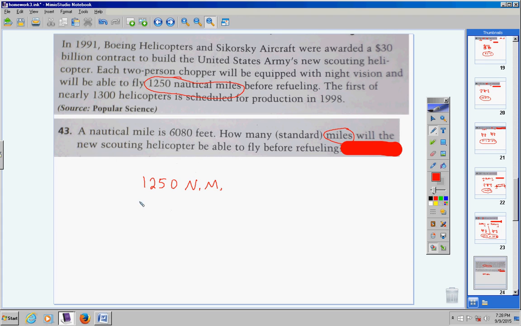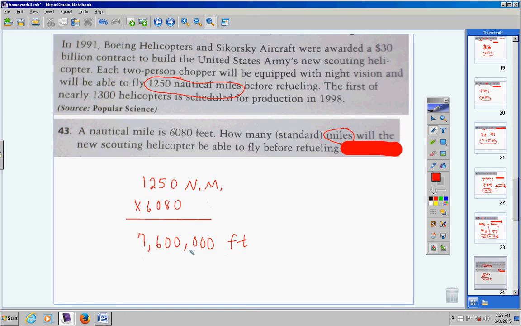So I have 1,250. Every one of those is worth 6,000 feet. So 1,250 times 6,080. Now I would try to do that in my head and impress you, but obviously I can't. So 1,250 times 6080 is giving me 7,600,000. Okay, so 7,600,000 feet. How do I know it's feet? Because look, guys, one nautical mile is 6,000 feet. I've got 1,250 nautical miles, so multiply by 6,080, and that's how many feet are in a nautical mile.